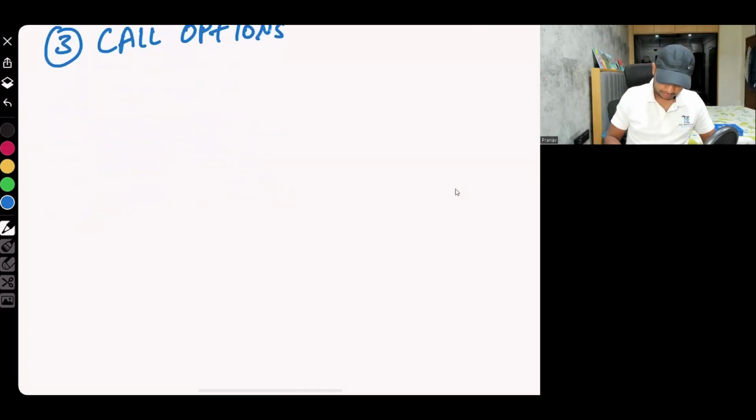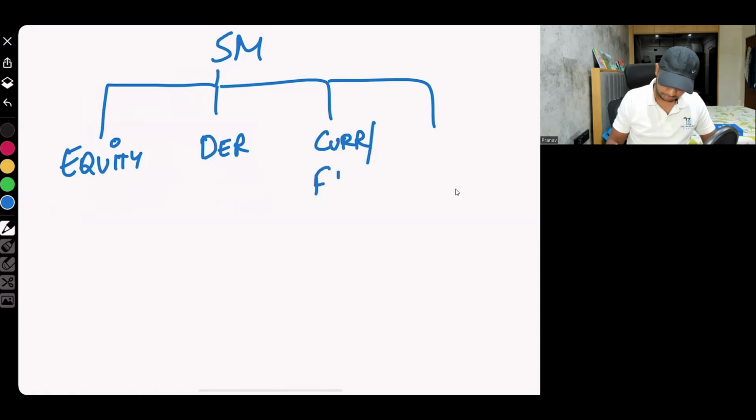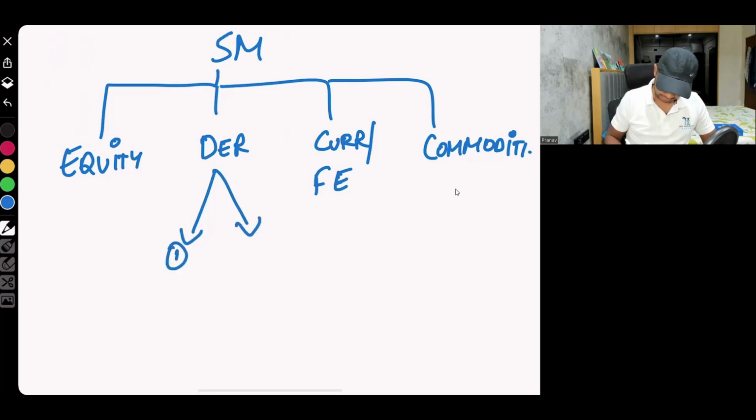So starting with the first segment, I want you to understand where exactly does options come into picture in the bigger umbrella of the stock market. So considering this is the stock market, what are the different segments that we do have? The first thing is we have equity markets, and then we have the derivative markets, currencies or foreign exchange, and we also have commodities, right? So under derivatives, again, we have two sections. The first section is futures, and the second section is options.